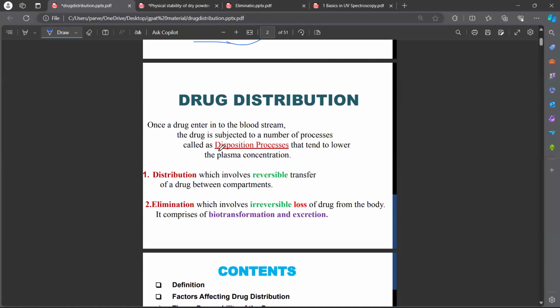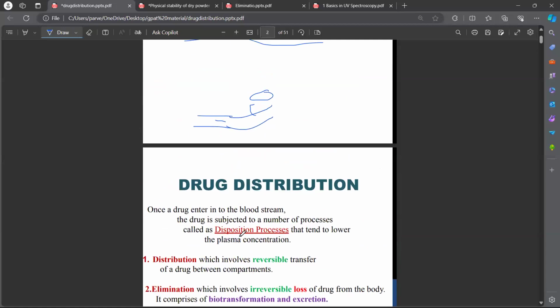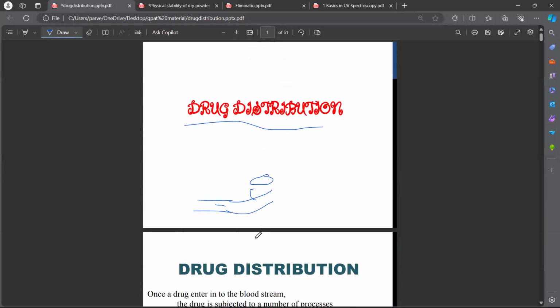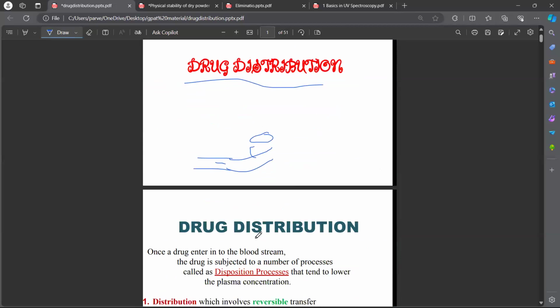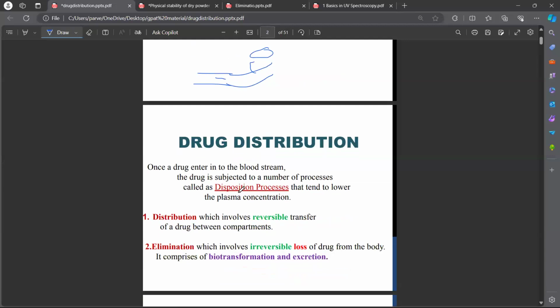As I mentioned, disposition. In the last class, I mentioned the term disposition. Can anyone tell me what two terms make up disposition? What two-term combination makes the term disposition? Come on, guys. In the last class, I discussed how the two terms coincide and form the term disposition. So distribution and elimination together are known as the disposition process.